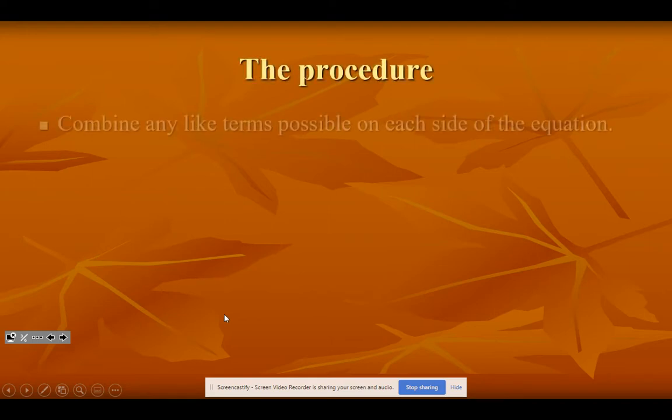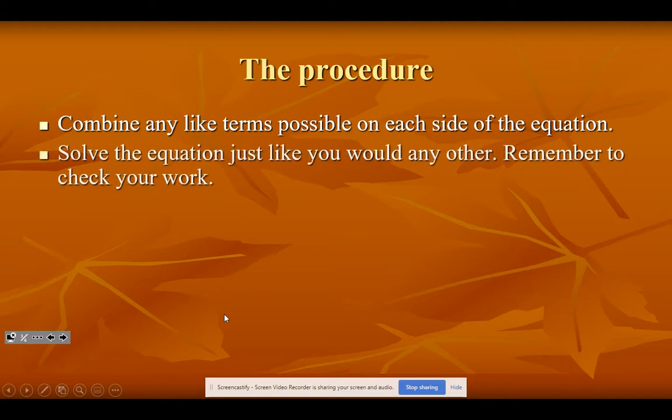So here's your procedure. You want to combine any like terms possible on each side of the equation. And then solve the equation just like you would any other. Make sure that you're checking your work and that you're using properties if you have not memorized them yet. I will use properties in the first example and none thereafter.